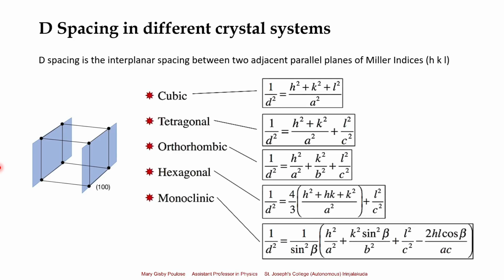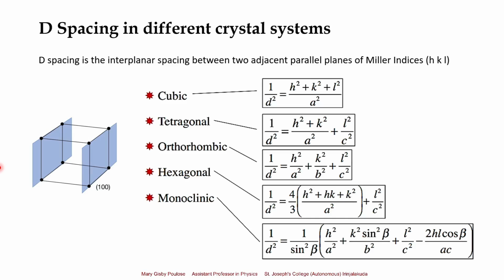It is given here. For a cubic crystal system, the relation between the d-spacing small d and Miller index HKL is 1 by d square is equal to h square plus k square plus l square by a square. In the tetragonal crystal system, 1 by d square is equal to h square plus k square by a square plus l square by c square. And in the orthorhombic crystal system, 1 by d square is given as h square by a square plus k square by b square plus l square by c square.